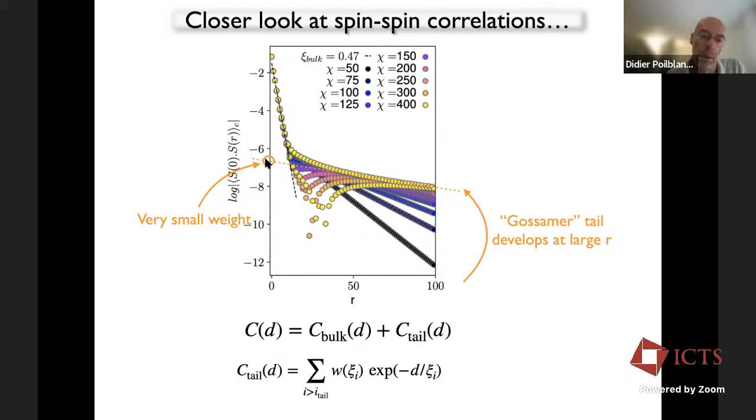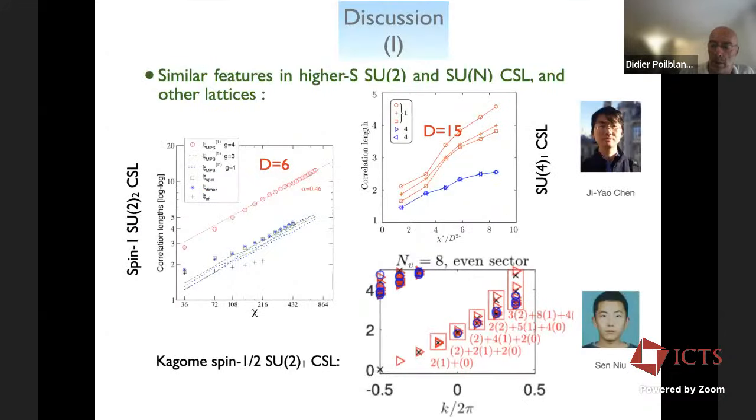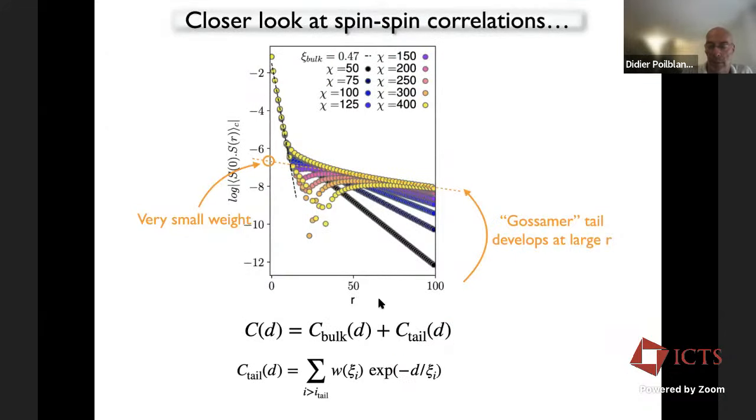And by looking at this number, the intercept on this axis, we see that actually it's a very small number. Now, I remember this is just log scale. So actually this tail is really a gossamer tail that comes in addition to the main feature at short distance. So this is something nice, because we expect that it is just an artifact which is easily distinguished from the main feature.